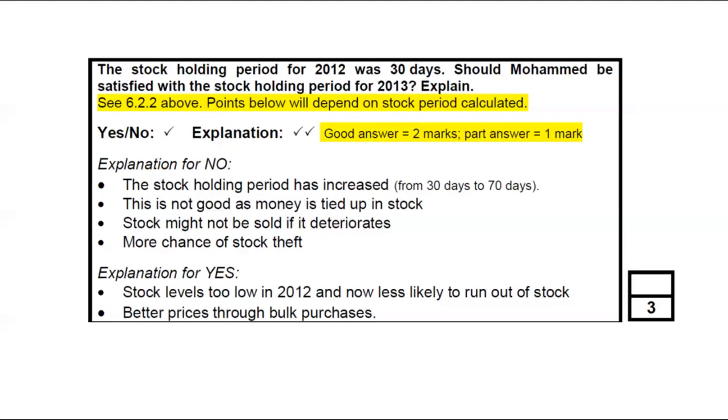Okay, better prices through bulk purchases. That might be the reason why we bought more in bulk purchases, because we are buying them at cheaper prices, which will result in high gross profit in the future.